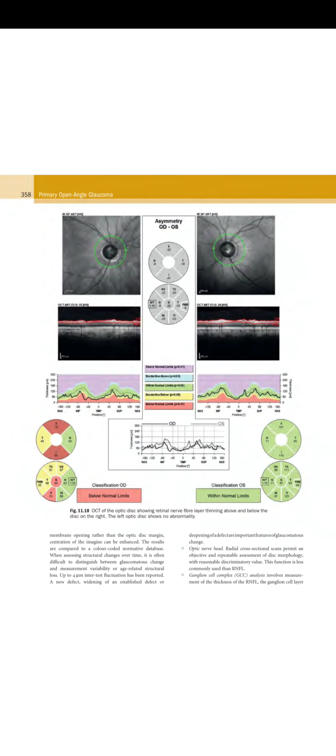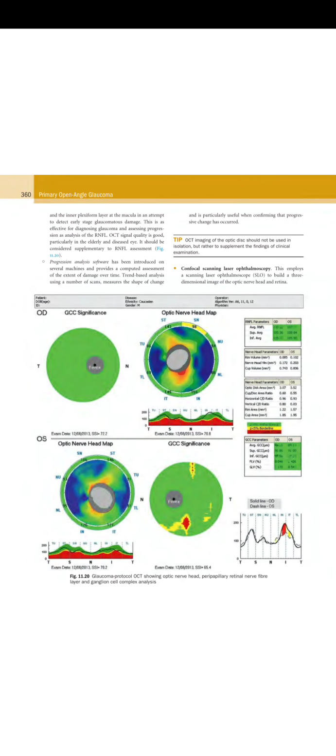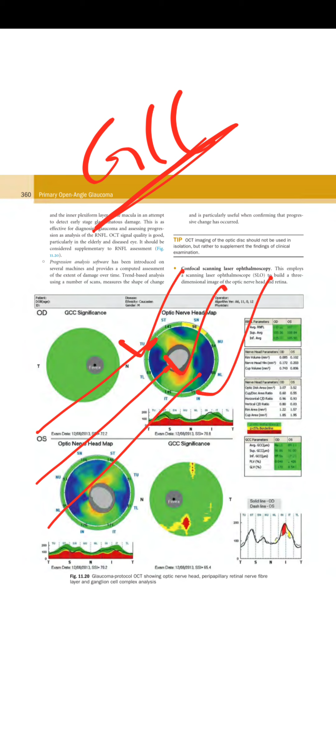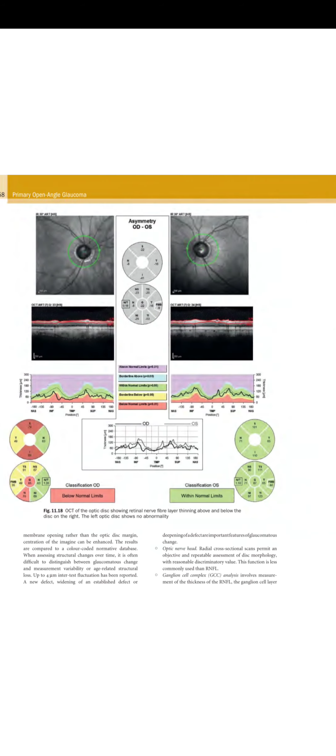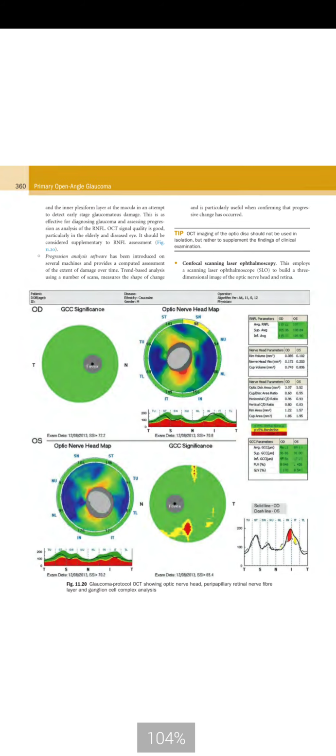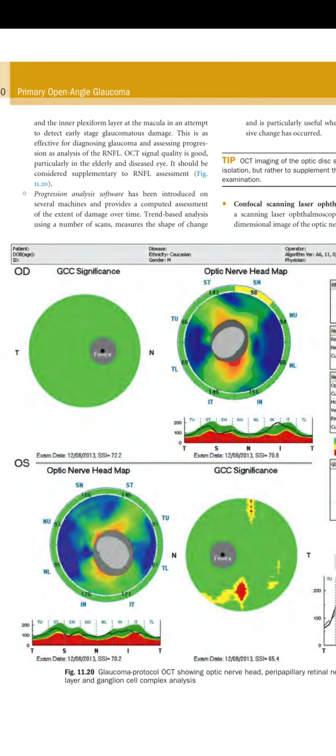So basically, the ganglion cell complex is used to detect the early changes in glaucoma. What you do is measure the thickness of the three layers in the macula: one is the ganglion cell layer, another is the nerve fiber layer, and the third is the inner plexiform layer. And by measuring the thickness you can detect glaucoma. Progression analysis software has been introduced on several machines and provides a computed assessment of the extent of the damage over time.